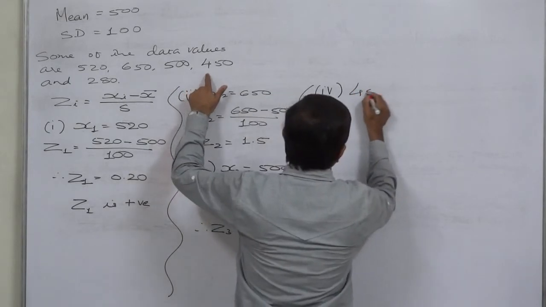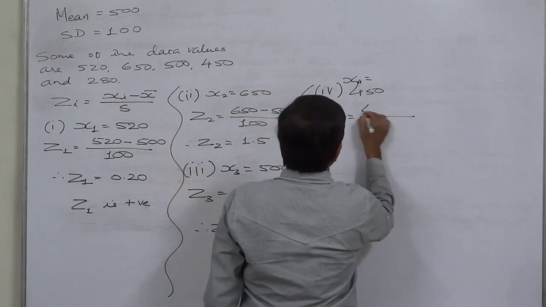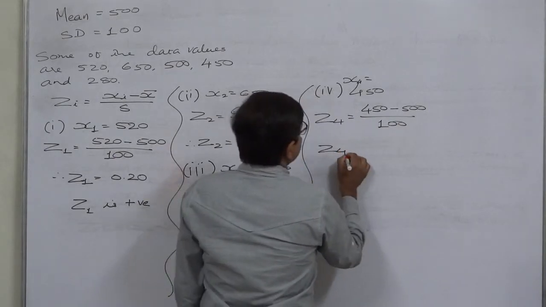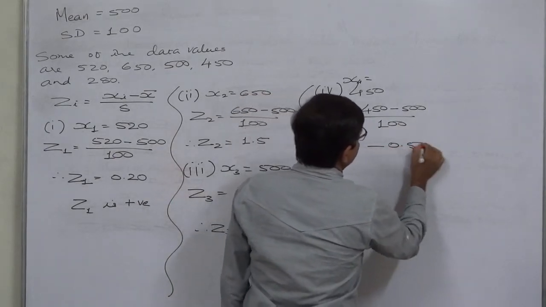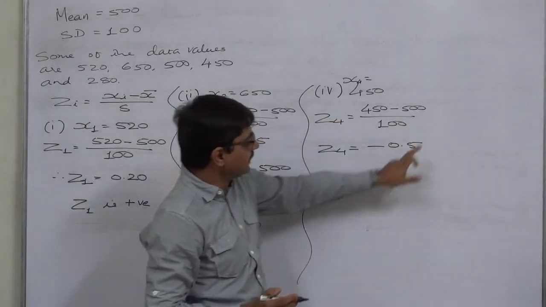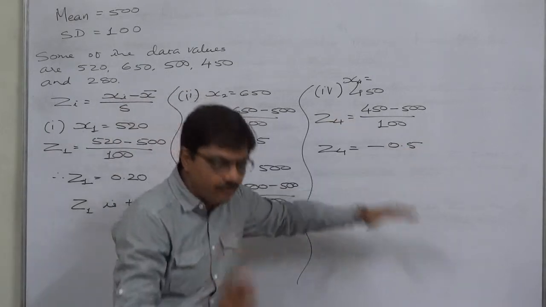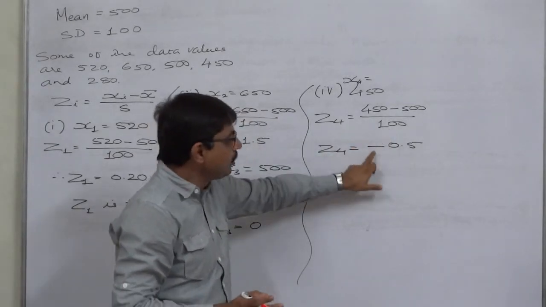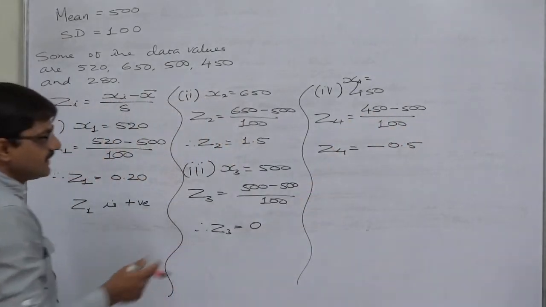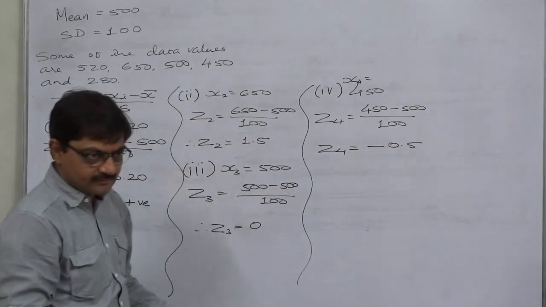Next is 450. X4 is 450. The z score for that will be 450 minus 500 divided by 100, which is minus 0.5. The z score is negative. That means the data value is less than the mean. 450 is 0.5 times, or half of the standard deviation, below the mean, that is 500. We can see that 450 is less than 500. The difference is 50, and 50 is half of the standard deviation.